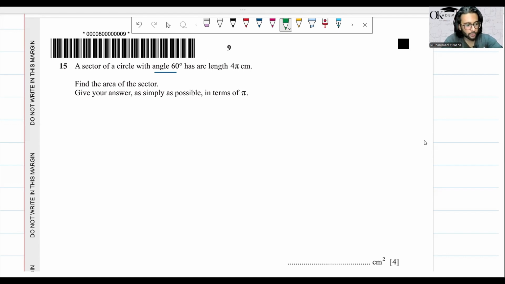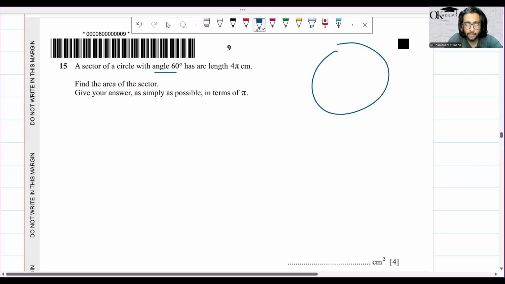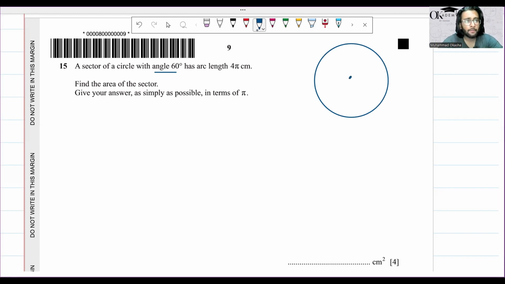Whenever I get a geometry question, the first thing I do is try to draw it. It doesn't have to be an accurate drawing, but at least it should make sense and give me a sense of what's going on in the question. So first of all, there is a sector of a circle, right? A sector is something that's coming out of a circle, like a pizza slice. Let's say the whole circle is a pizza, then this is a pizza slice, a rather big one. With an angle of 60 degrees, so here is my angle of 60 degrees, with an arc length of 4 pi centimeters.